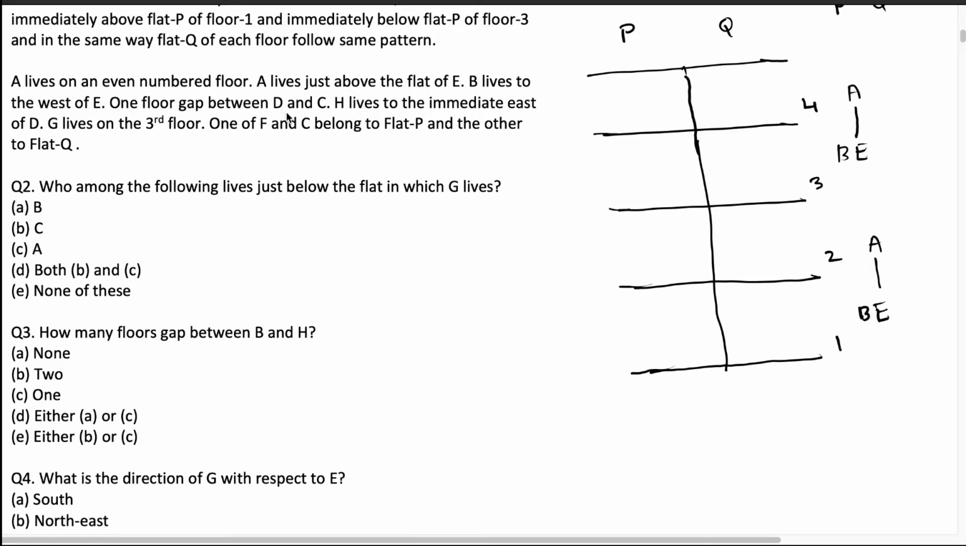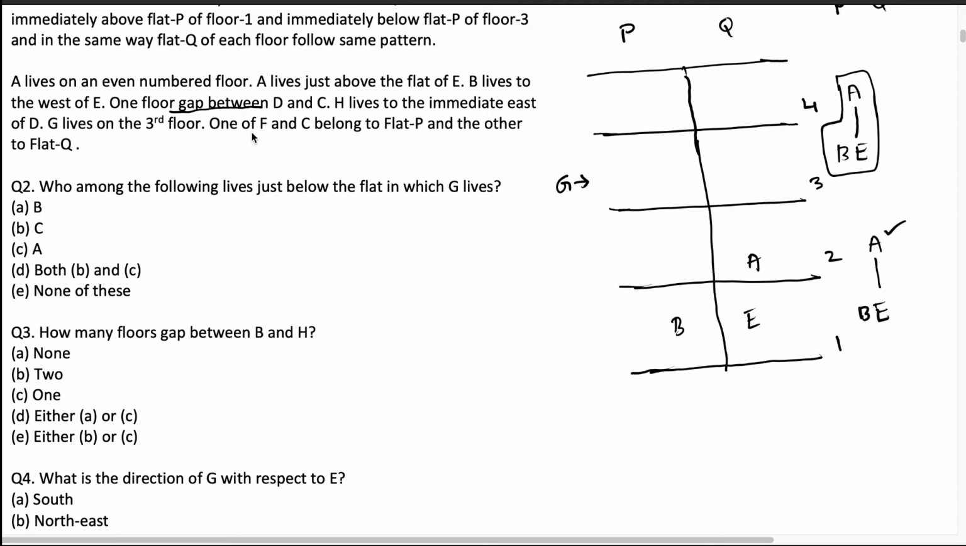There is a 1 floor gap between D and C. H lives to the immediate east of D. Okay, we will take these points later on. G lives on the 3rd floor. So now we know for sure that G lives on the 3rd floor. We don't know whether it is under flat P or flat Q. So we'll just write down here. Since G is on the 3rd floor, the combination of A, B, E in the upper position will become impossible because we cannot have 3 people on the same floor. So this becomes the only possibility and we will write that down here. So A, B, E.